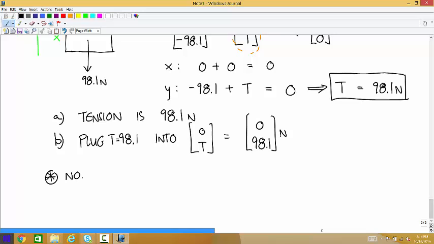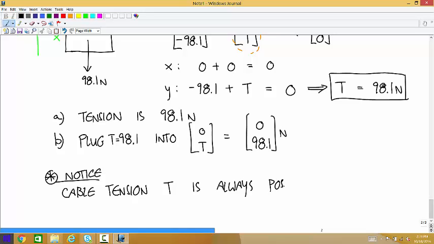And one thing you can always look for, if this ever doesn't happen in a problem, something went wrong: the cable tension T is always positive. Now, the vector components don't have to be positive, but when you solve for that variable T, those always have to be positive or something went wrong. Okay? So it's sort of a sanity check you can do. If you ever get negative 50 or something, something went wrong.